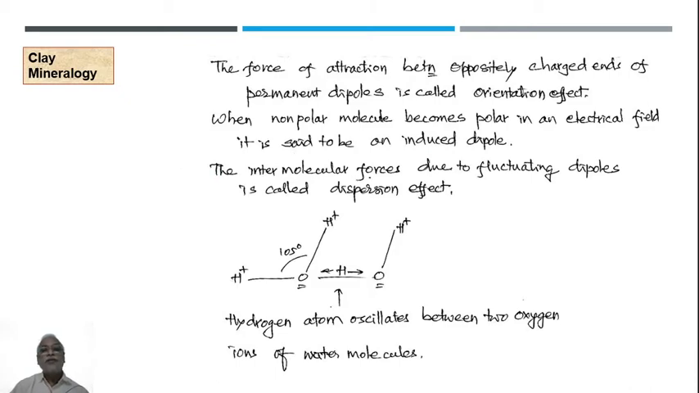Now the intermolecular forces due to fluctuating dipoles are called the dispersion effect. Sometimes it shows the charge, sometimes it doesn't. Now, the hydrogen atom oscillates between two oxygen atoms. This hydrogen atom will be sharing its charge with this oxygen or that oxygen. That's why there will be a bond between the two oxygen atoms of the water molecules.